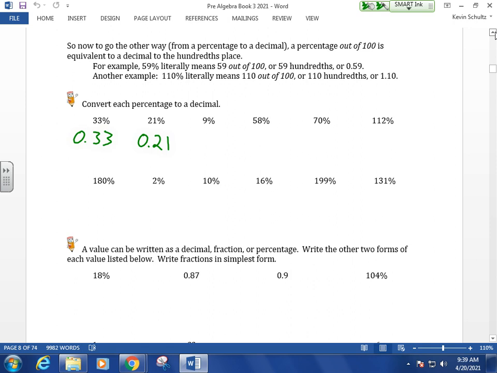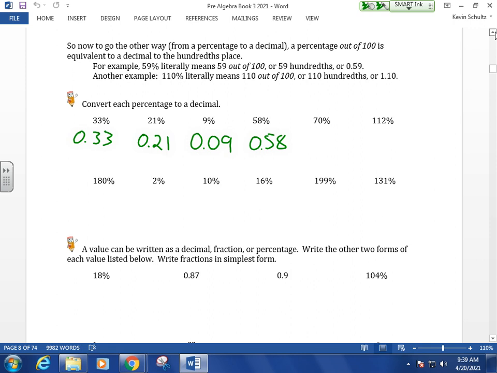9%, what's that going to be as a decimal? 0.09, right? What would 0.9 be? Aiden? 90%. We don't want that. We only want 9%, 0.09, 9 hundredths. 58%. Anybody? 0.58.